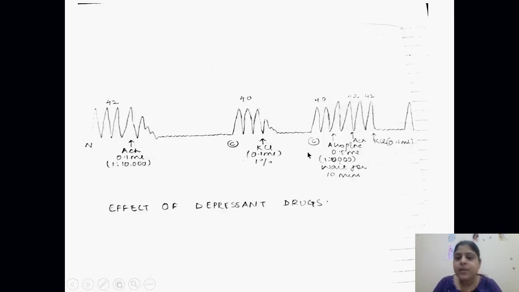Again a depressant effect will be seen. Then we give the control contractions, insert atropine, wait for 10 minutes, then insert acetylcholine. Again the depressant effect will be reduced or absent. But when we give potassium chloride, the depressant effect will come. This is because atropine is an M2 receptor blocker, so the acetylcholine effect has been abolished. Acetylcholine is the indirectly acting depressant, and potassium chloride is the directly acting depressant.